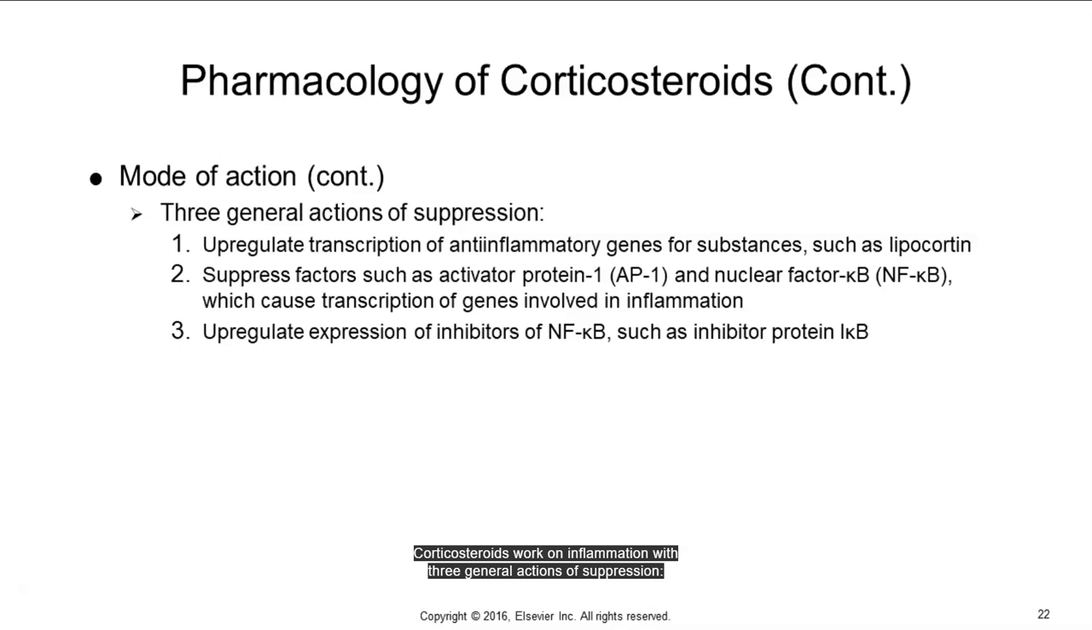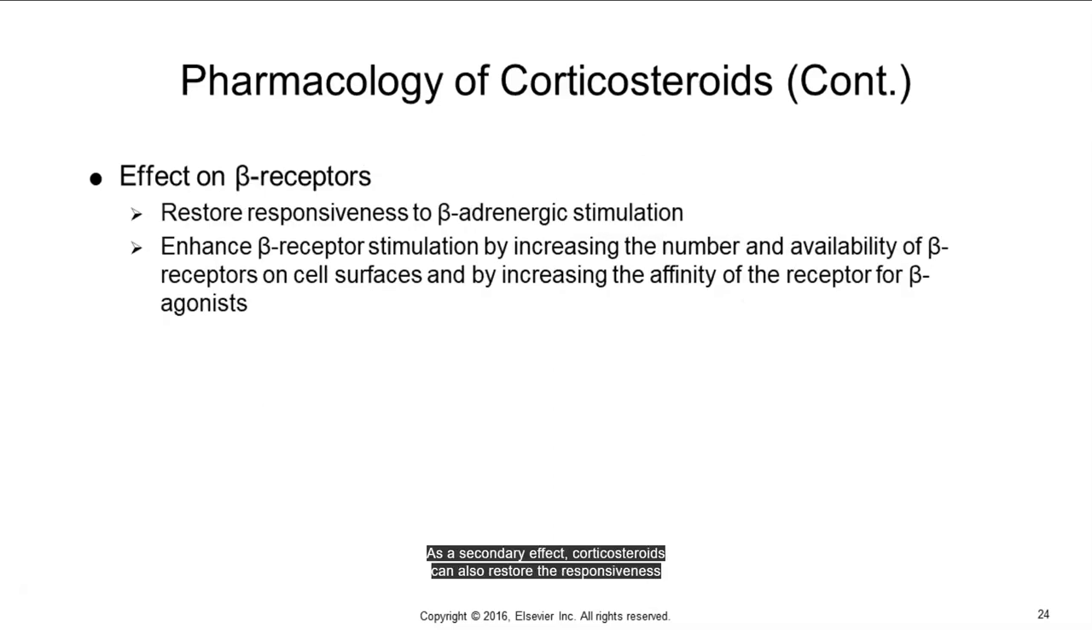Number 1, upregulates or increases transcription of anti-inflammatory genes. 2, suppresses factors such as AP-1, which causes transcription of inflammatory genes. Or 3, increases the expression of inhibitors of inflammation such as NF-kB. As a secondary effect, corticosteroids can also restore the responsiveness of beta receptors that have been decreased by overuse of bronchodilators.